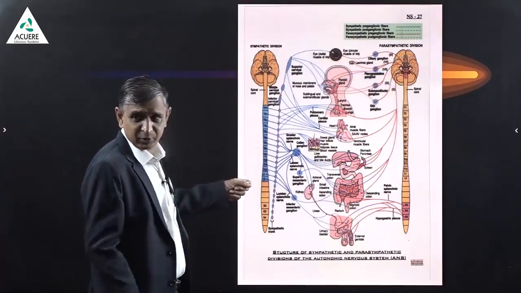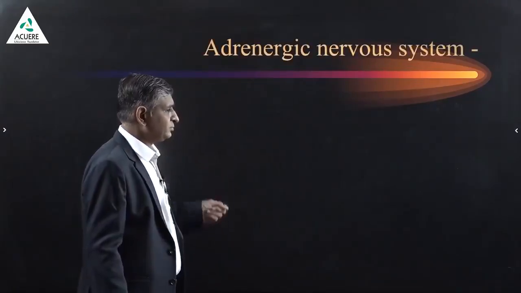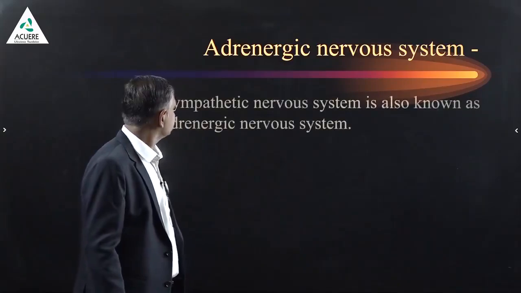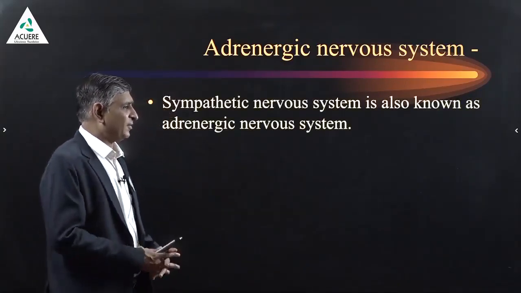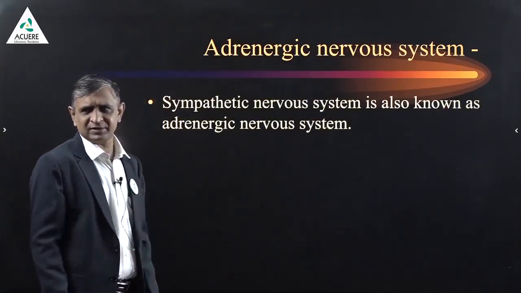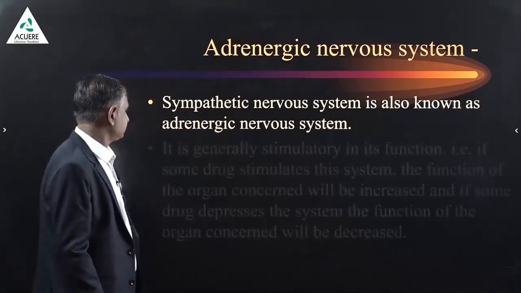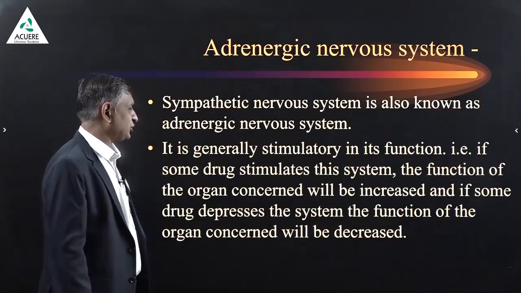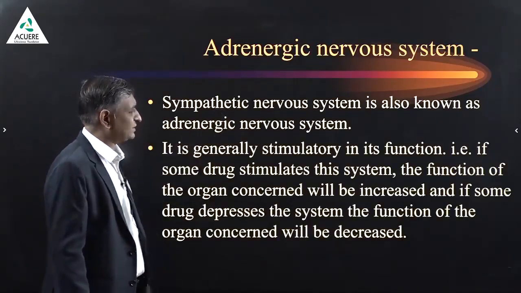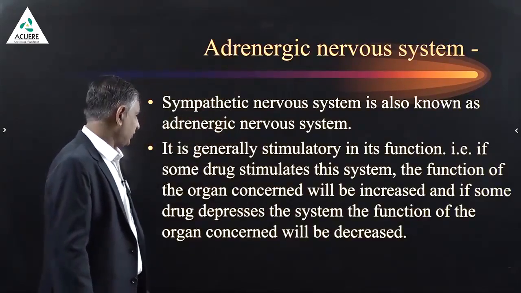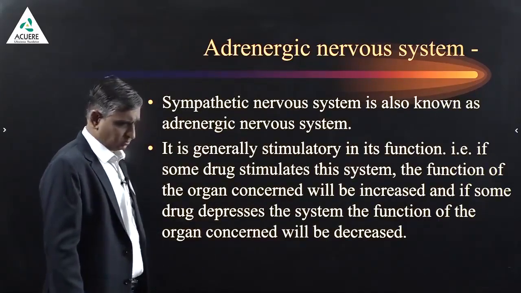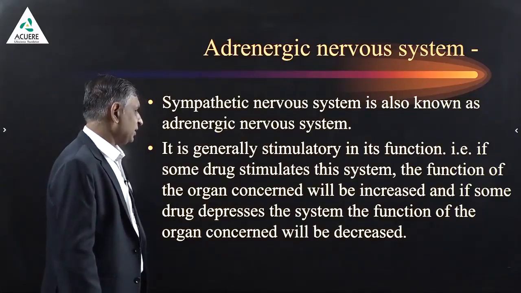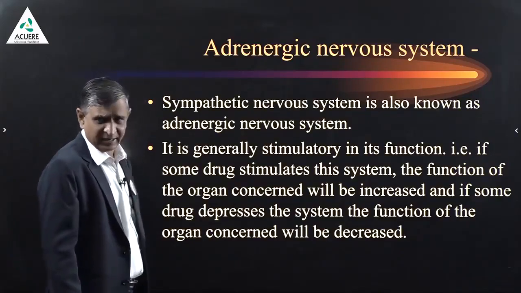This figure is really very important. Adrenergic nervous system. Sympathetic nervous system is also known as adrenergic nervous system. This is what I told you. It is generally stimulatory in its function. That is, if some drug stimulates this system, that is sympathetic nervous system means adrenergic nervous system, the function of the organ concerned will be increased. And if some drug depresses the system, the function of the organ concerned will be decreased.